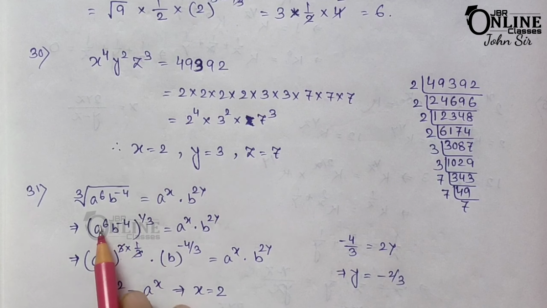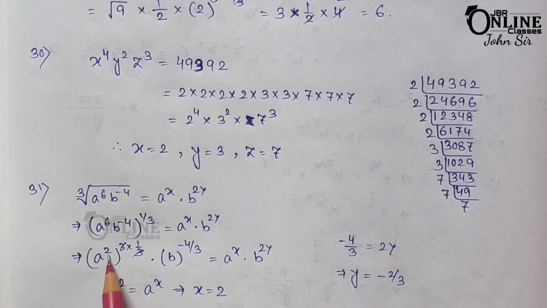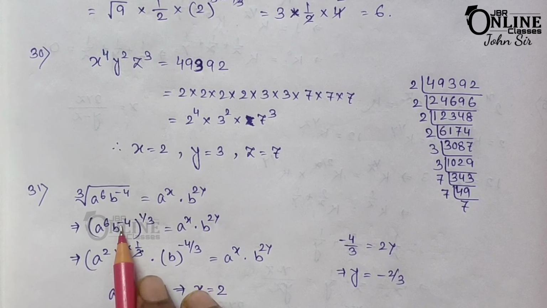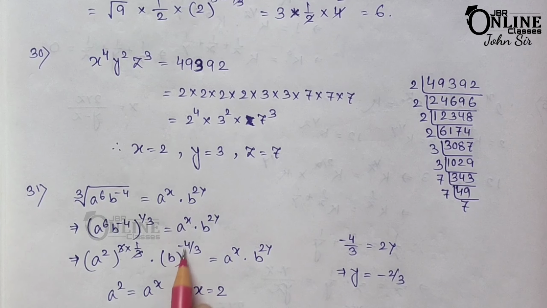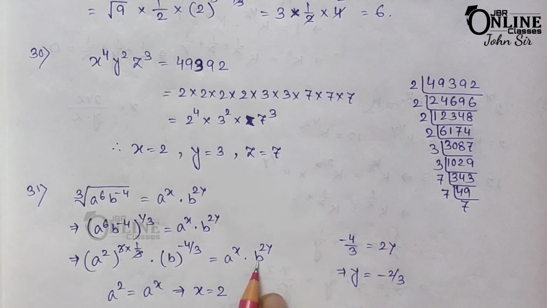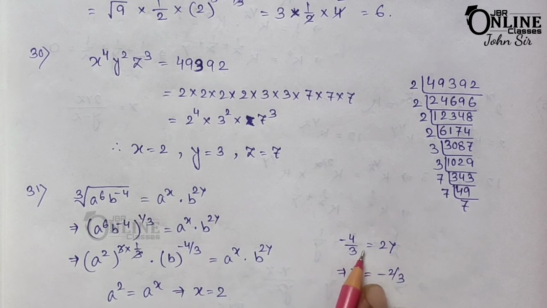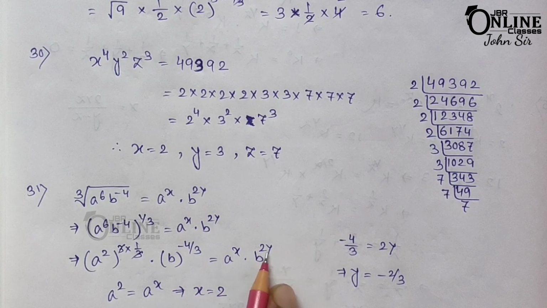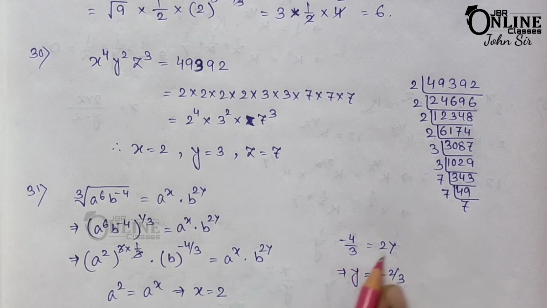Okay, or you can directly do 6 into 1 by 3, that becomes 2. Okay, next one, b to the power minus 4 into 1 by 3, so b to the power minus 4 by 3. Now again, by comparing both sides, here a square means a to the power x, so that means x equal to 2, and here b to the power minus 4 by 3 equal to b to the power 2y, so that means here minus 4 by 3 equal to 2y. Okay, so that becomes y equal to minus 2 by 3.